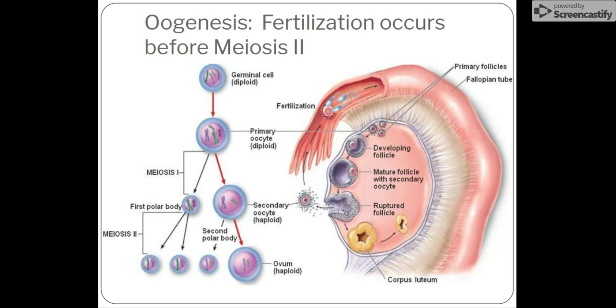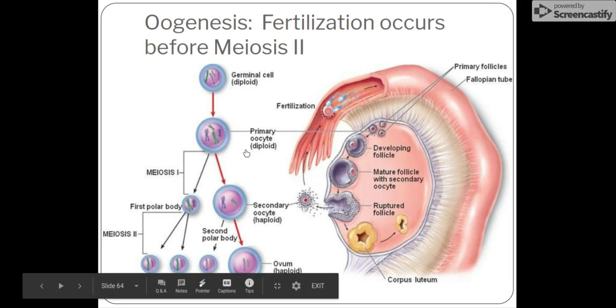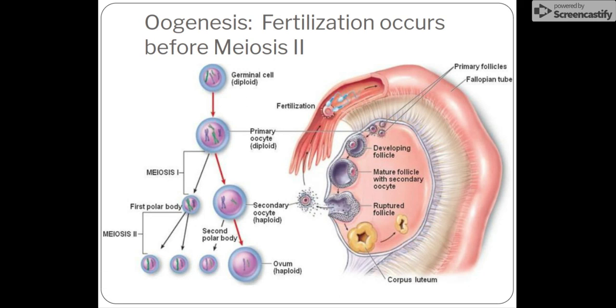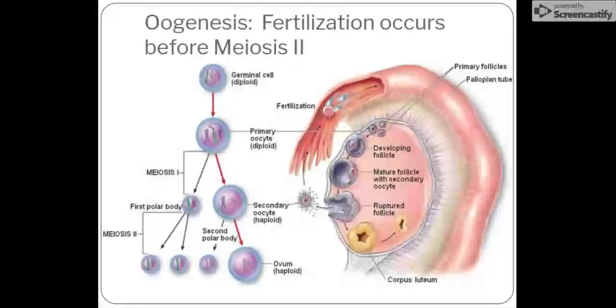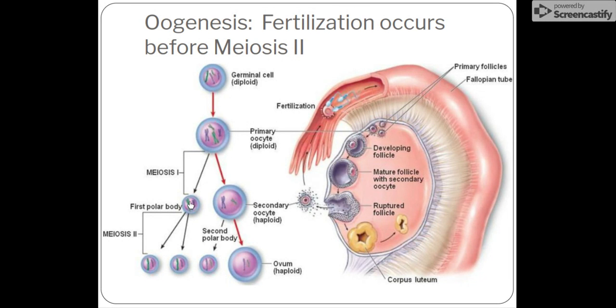Oogenesis is a little bit different. Okay, and through this process, we've got our germinal cell. So that germ cell is going to go through mitosis, create some primary oocytes, and then we go through meiosis. But the thing that we see here is that we no longer get even cytokinesis. One of the cells is going to be much larger than the other. Okay, so one of the cells gets a lot more of that cytoplasm than the other.